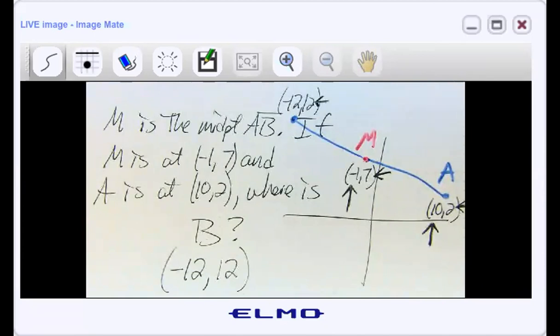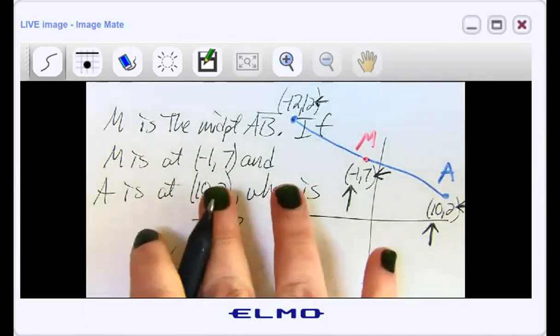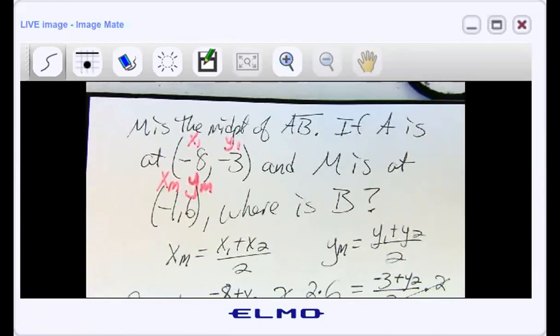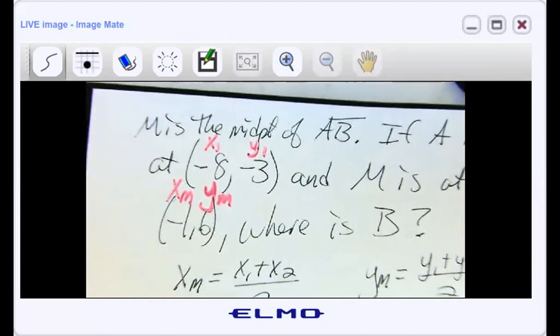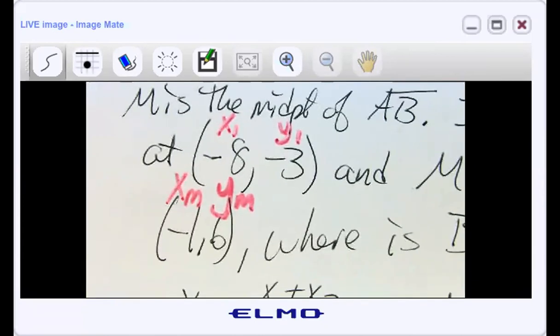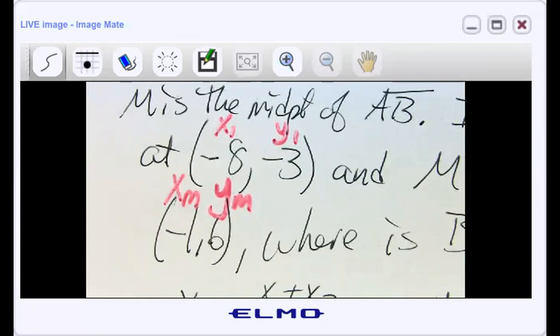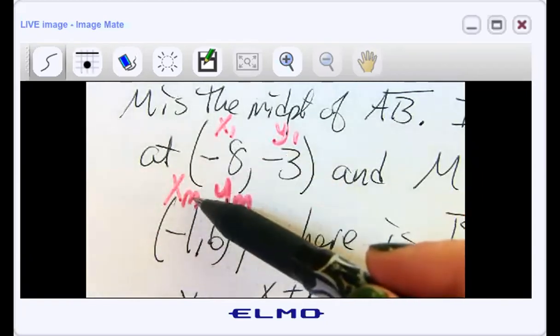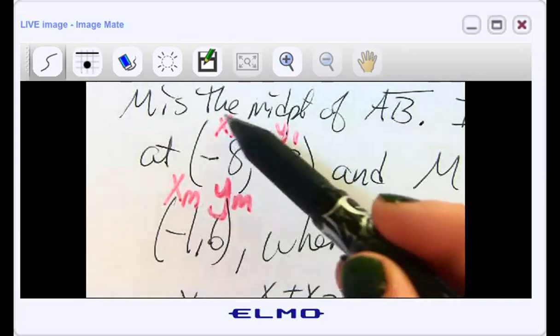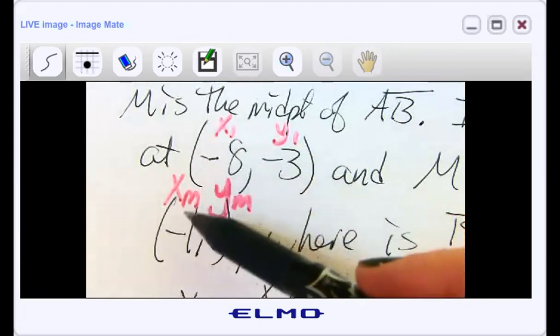Oh, tricky. Let's see if this works with the other ones that we did. Okay, let's look. So if I'm looking back at this one, pretend I don't know what the answer is. Let me just zoom in. I'm just going to look at my X1s and my X of the midpoints. It doesn't matter which information they give me first. I need to know who's X1 and who's XM. So I have to start at the end point and go to the midpoint.